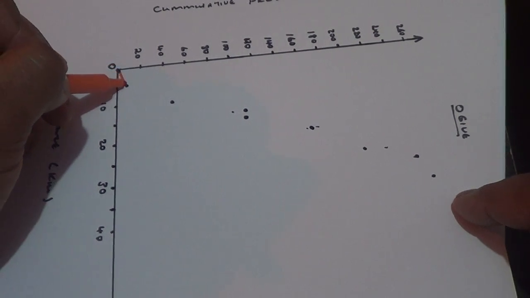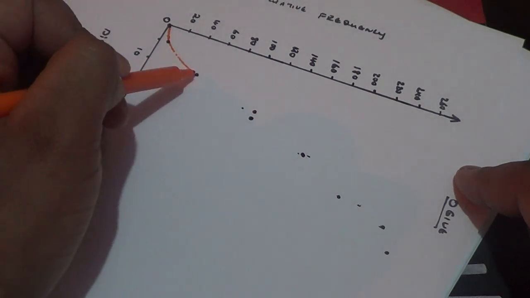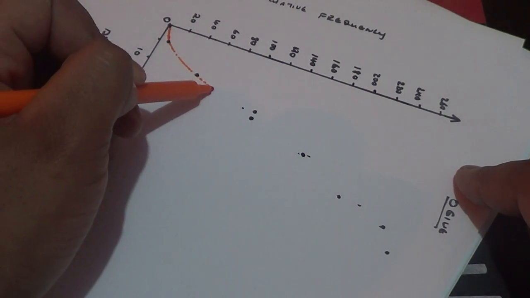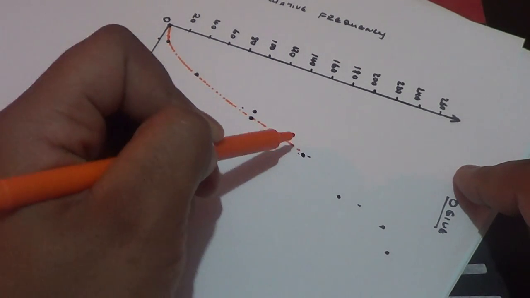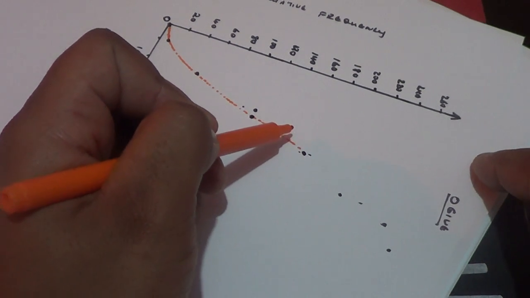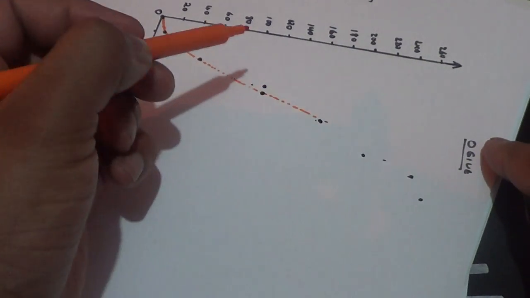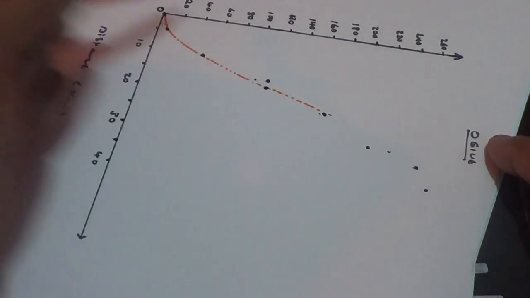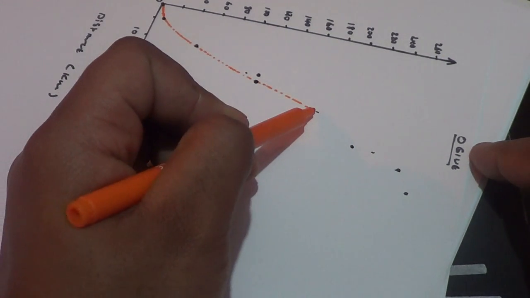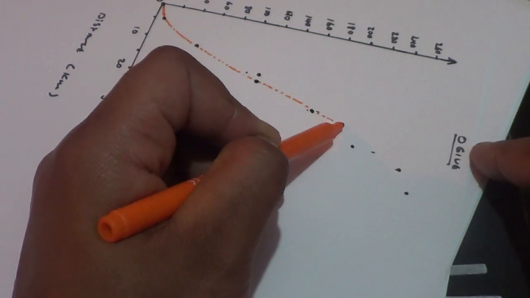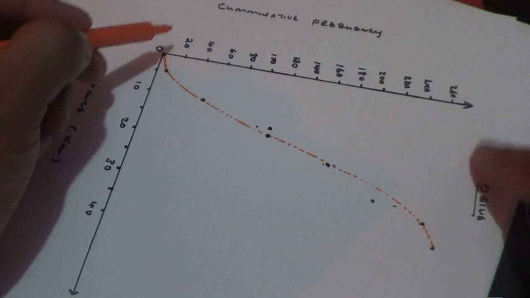So we do this thing nice and easy. This thing has got to be smooth. It doesn't really have to be too nice. Yeah, doesn't really matter. That is our ogive right there.